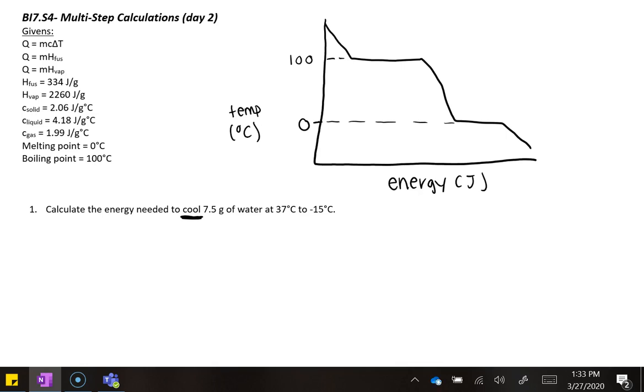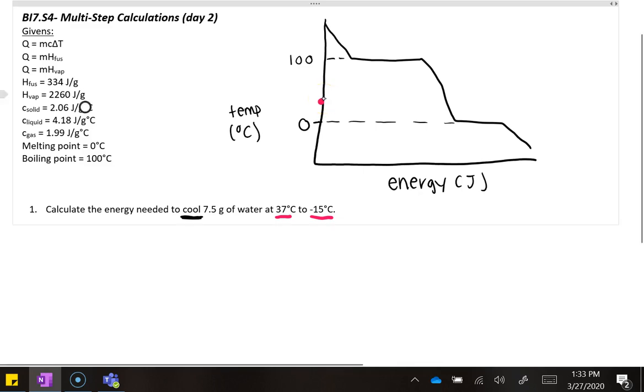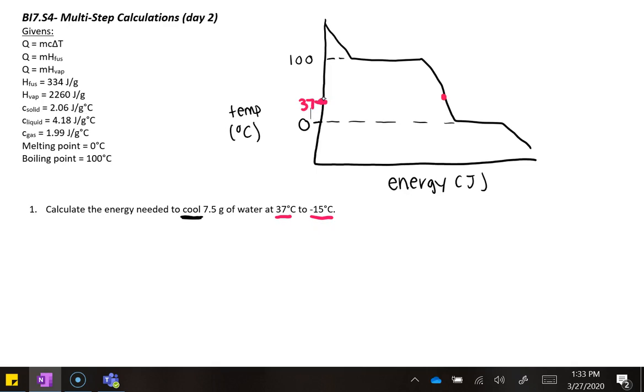Alright, first thing, again, that we always want to do is figure out where we are starting and where we are ending on the graph. So we are going to start at about 37 degrees Celsius. Let's say that's right here. And we're going to cool this substance down to a negative 15 degrees Celsius, which is right here.